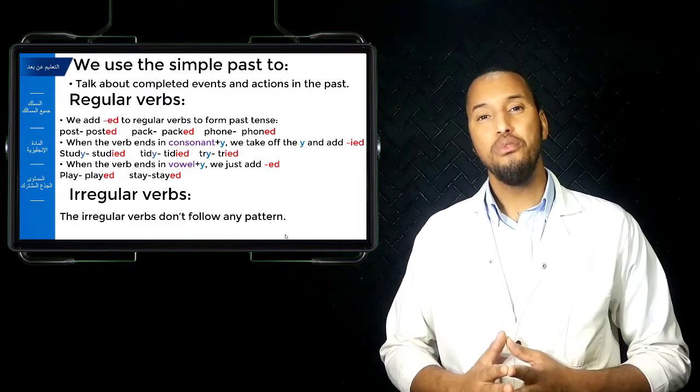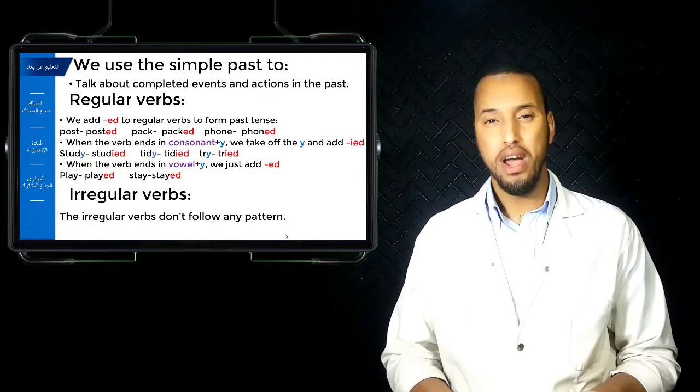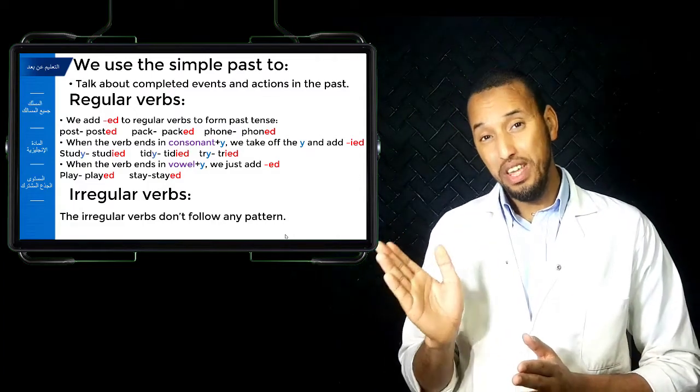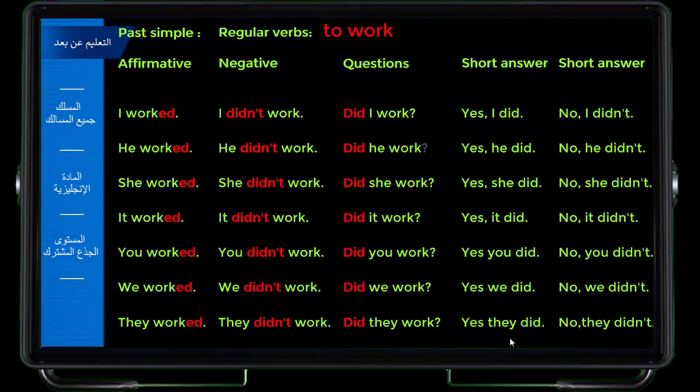For irregular verbs, they don't follow any pattern. You just have to memorize them. Look at these two tables for more details. Past simple, regular verbs. To work. Affirmative: I worked. Negative: I didn't work.